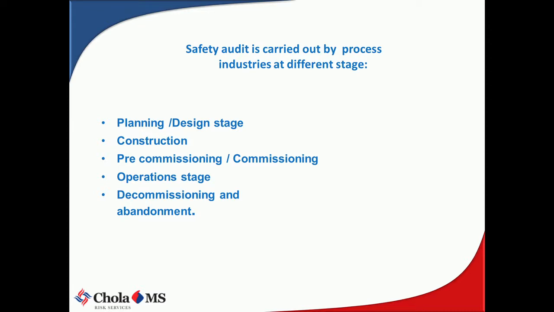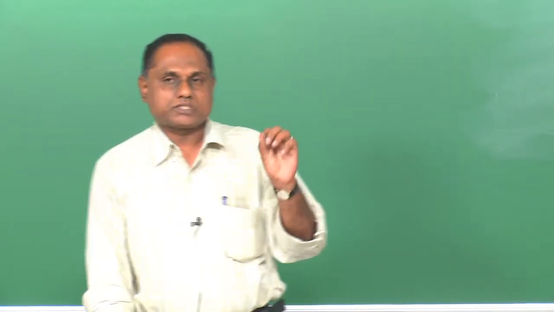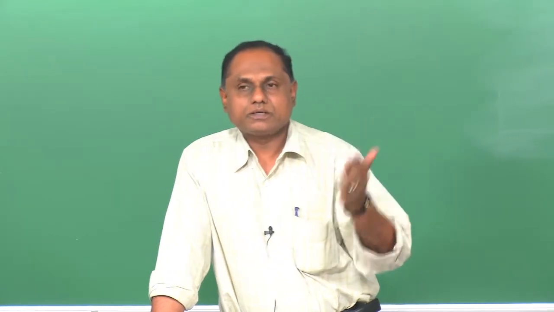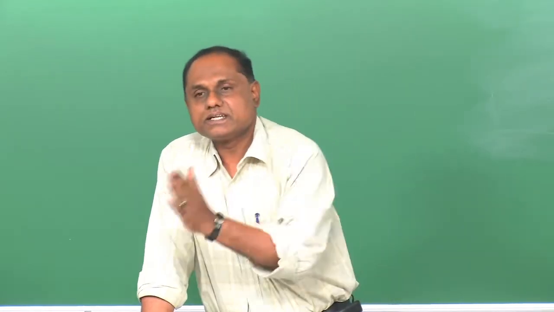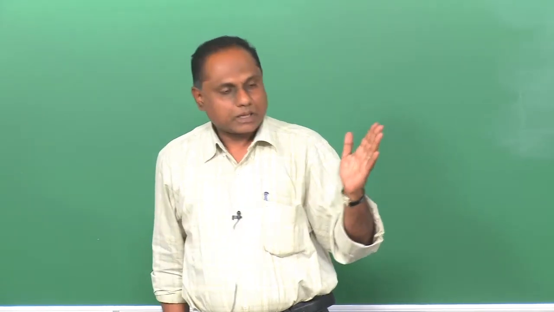And at what stages can it be done? It can be done at the planning and design stage. At planning and design, how can we do an audit? It is basically a review only. They have design procedures, engineering plans and all that. So it's called PHASER, Project Health and Safety Review. There we review the design standards and the layout standards. That's done at the planning and design stage.